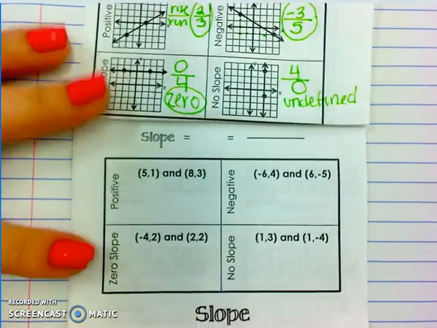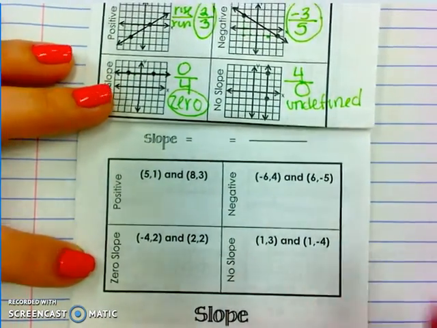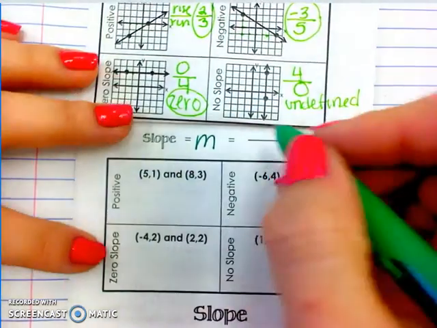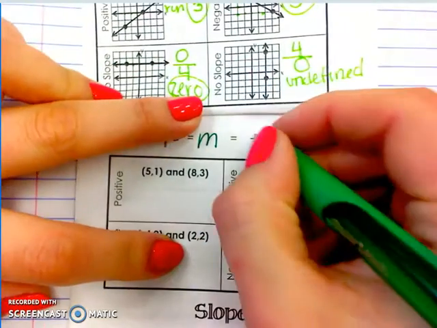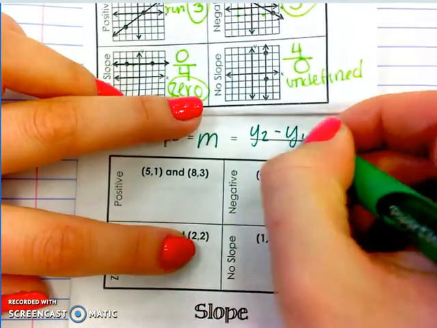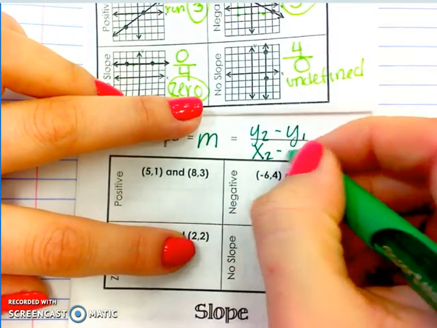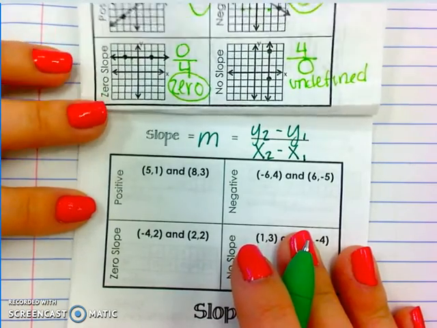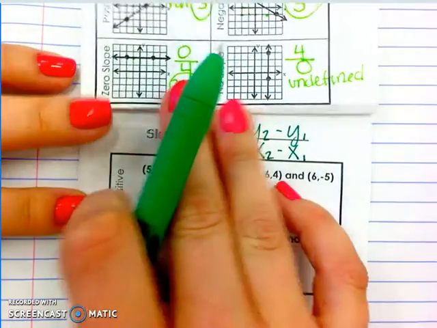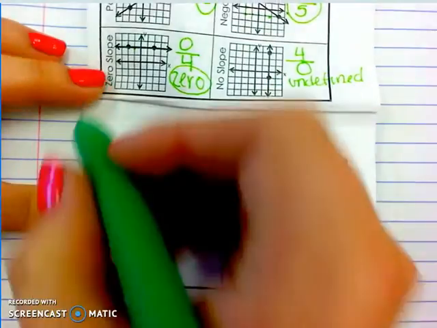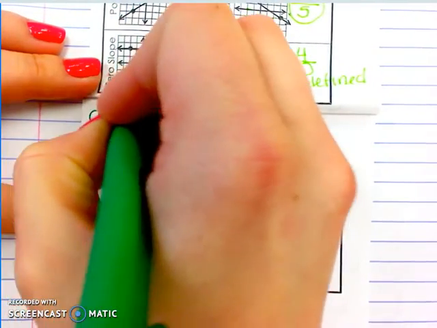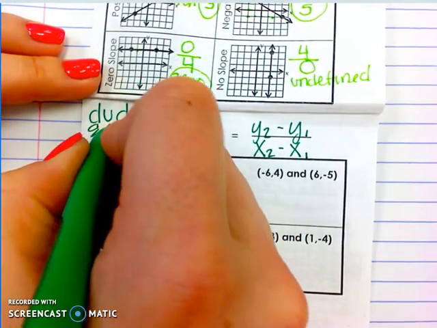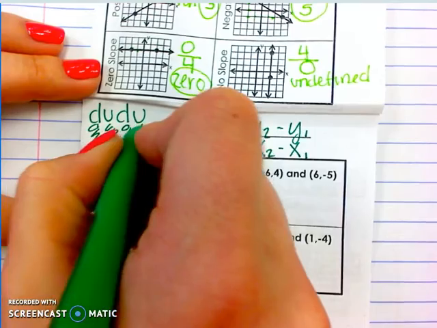Now, to find slope given 2 points, there's a formula. Remember, slope is m, same variable, and our formula is y2 minus y1 over x2 minus x1. There is another way to find slope from 2 points. Some find it easier to remember. I call it do-do, D-U, D-U. You're going to go down and then up and down and up.